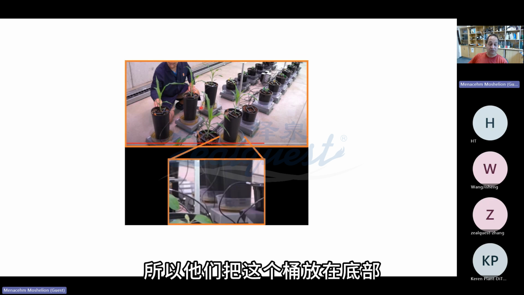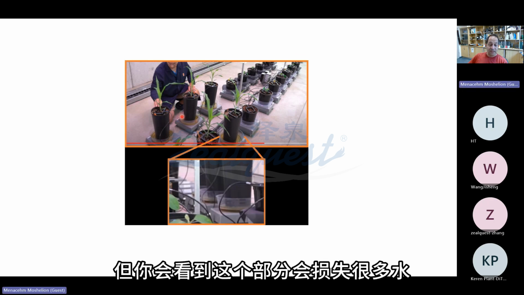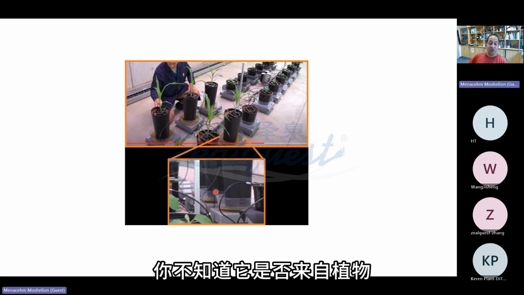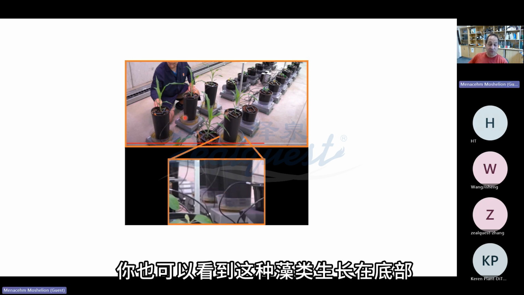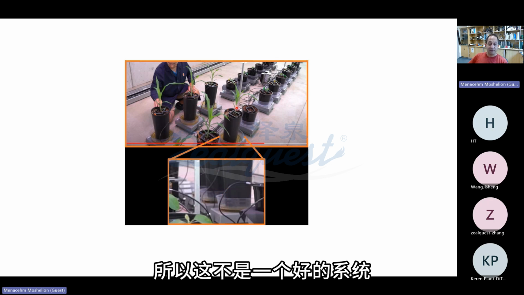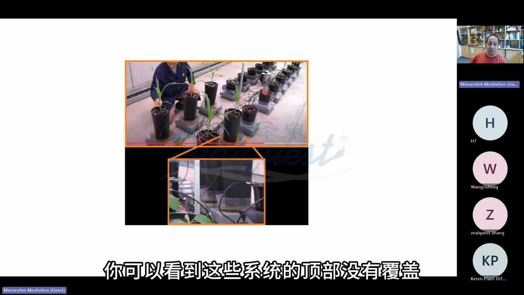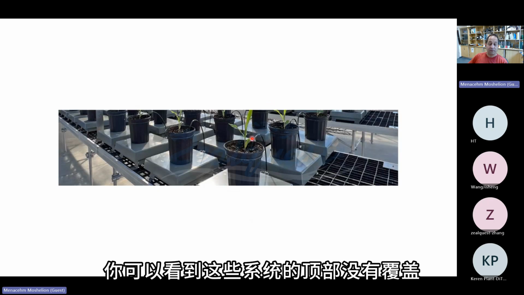So they put this bucket on the bottom, but you see a lot of water is lost from this part, which you don't know if it's coming from the plant. You can also see this algae growing in the bottom. So this is a very bad system. You can see these systems are not covered on the top or not covered on the bottom.